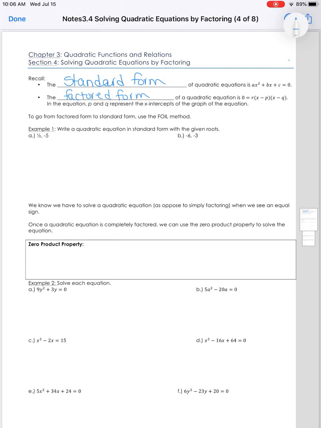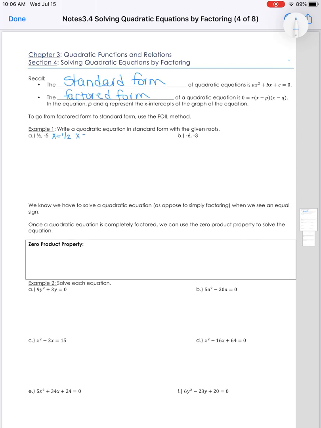All right, when we talk about the factored form, you're going to see something like r times x minus p, x minus q equals 0. So p and q are representing the x-intercepts, and what you're going to do is come up with the graph itself, or the equation itself. So we're sort of going backwards for this initial part. To go from the factored form to the standard form, we're going to use the FOIL method.